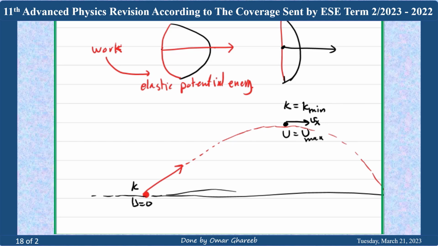Then the object will go back. At the end here, we have zero gravitational potential energy, and the kinetic energy is the same as at the beginning. Name them KEa and KEb: KEa equals KEb.